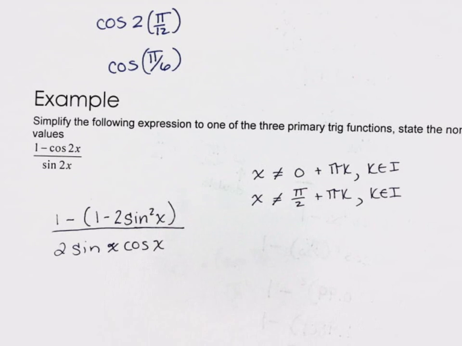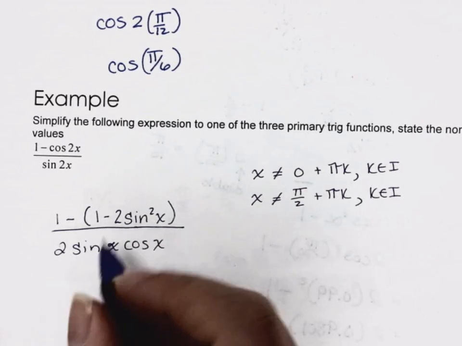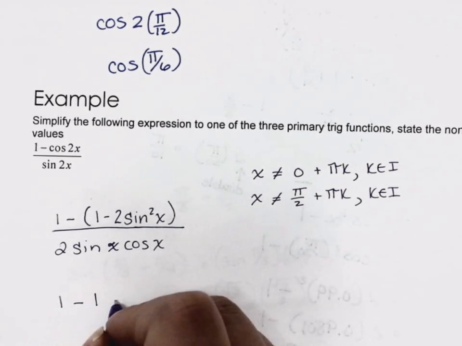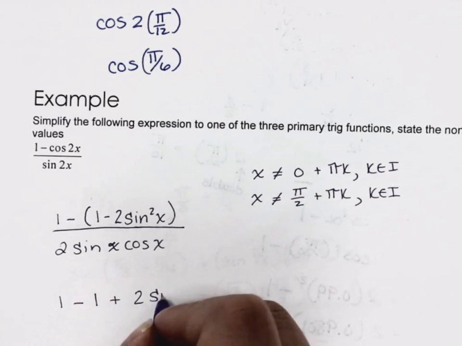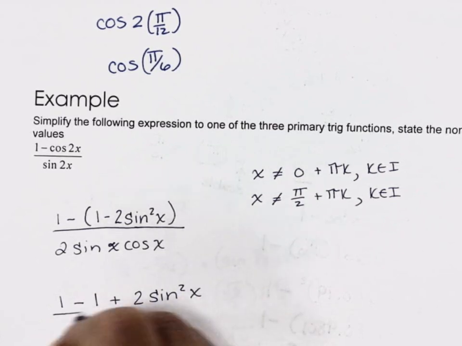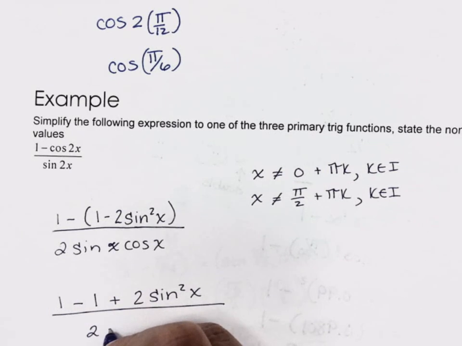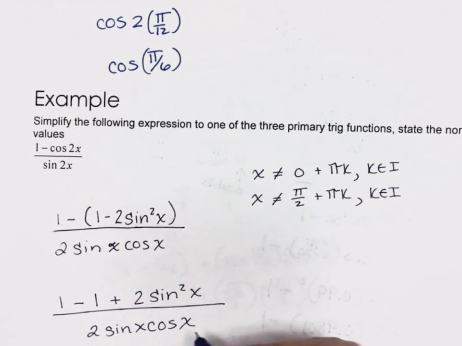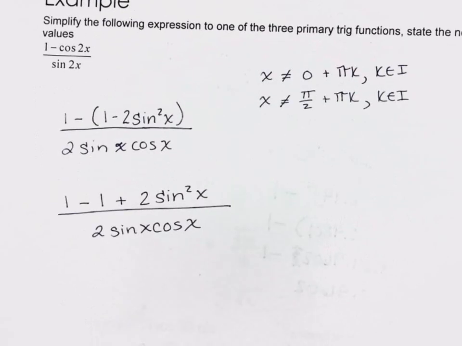Now we're going to do some mathing. We're going to simplify this. So 1 minus 1 plus 2 sine squared x. Everybody know what I just did there? I just distributed the negative through. Everybody good with that? Okay, you need to be working on this and not doing past assignments.